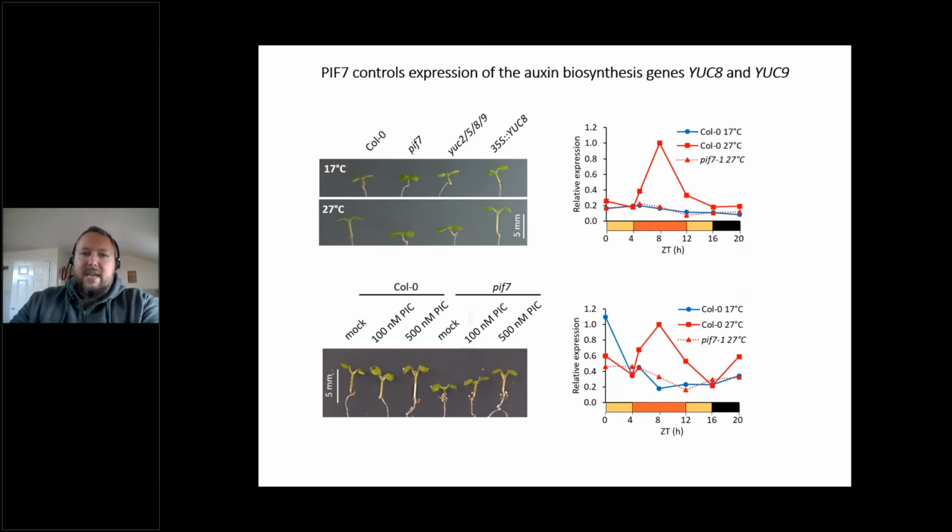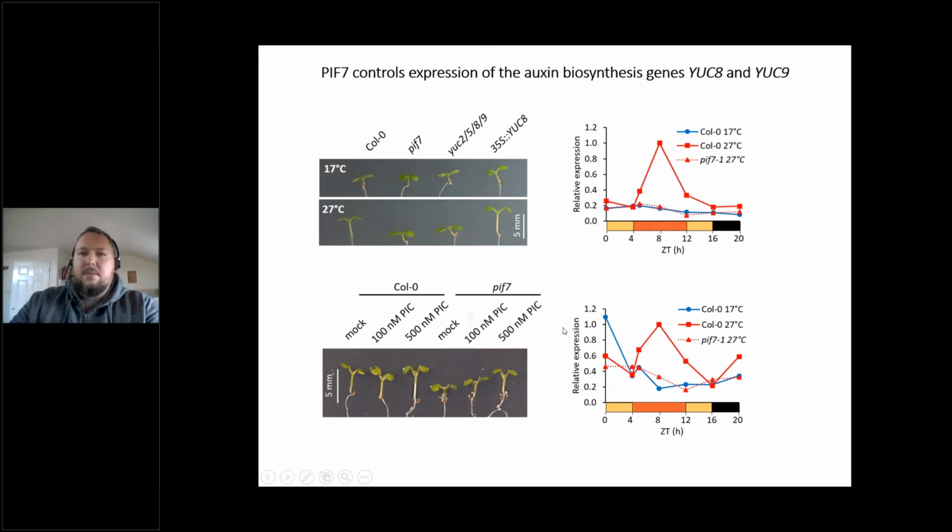We also investigated whether we can complement the PIF7 mutant phenotype by adding exogenous auxin. So we treated PIF7 seedlings with low amounts of the synthetic auxin picloram. As you can see here, 500 nanomolar picloram caused an elongation of the PIF7 mutant, so it could at least partially complement the PIF7 mutant phenotype, showing that auxin acts downstream of PIF7.